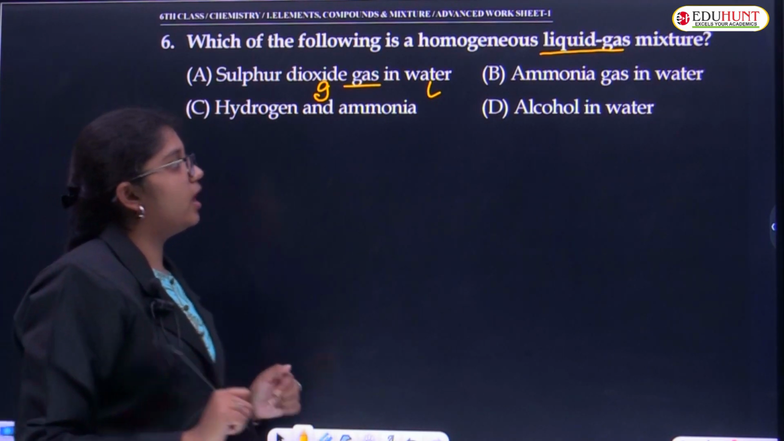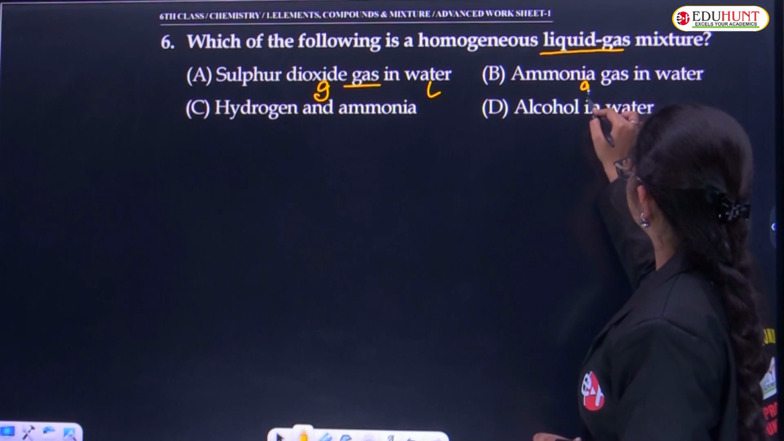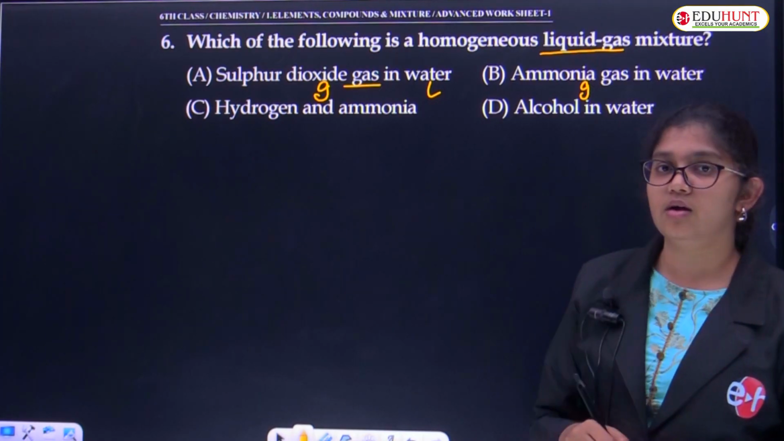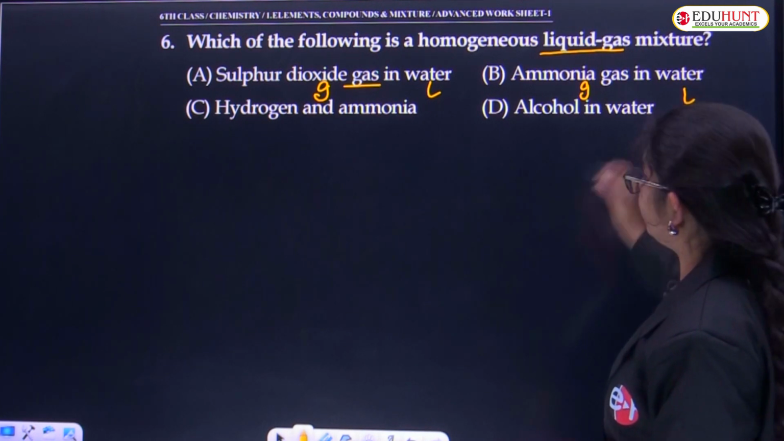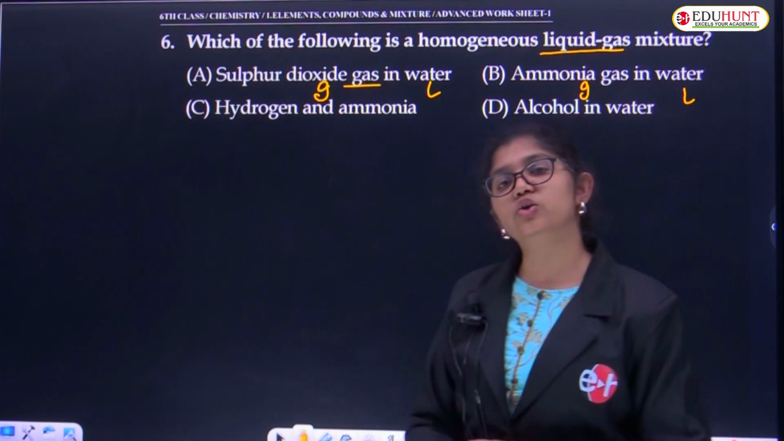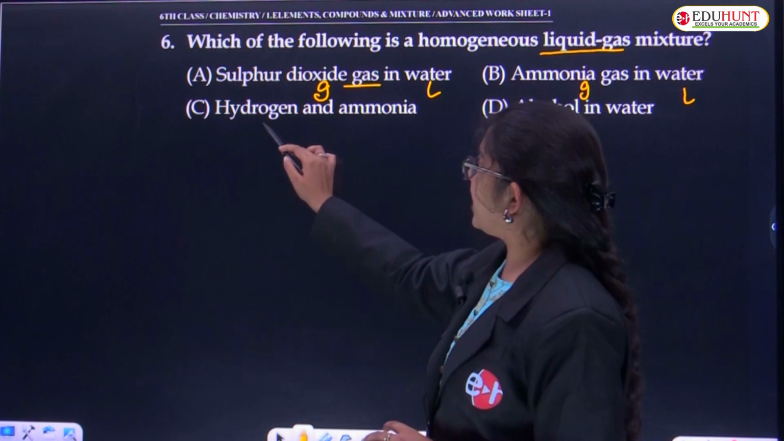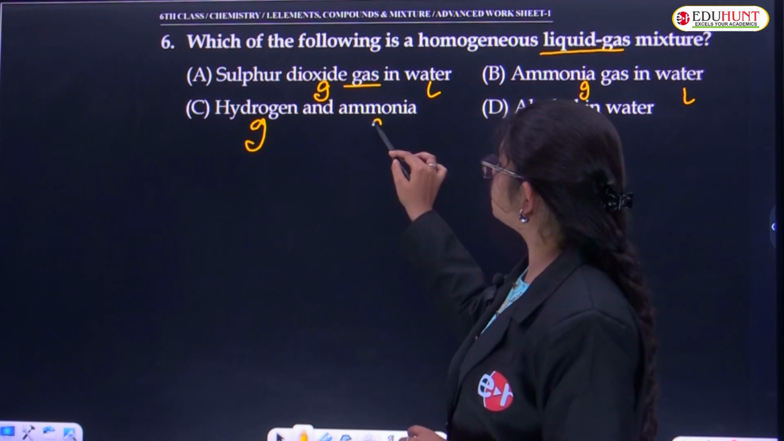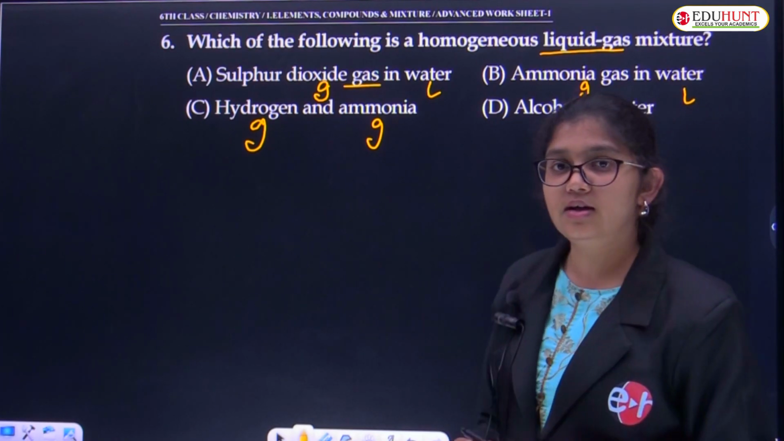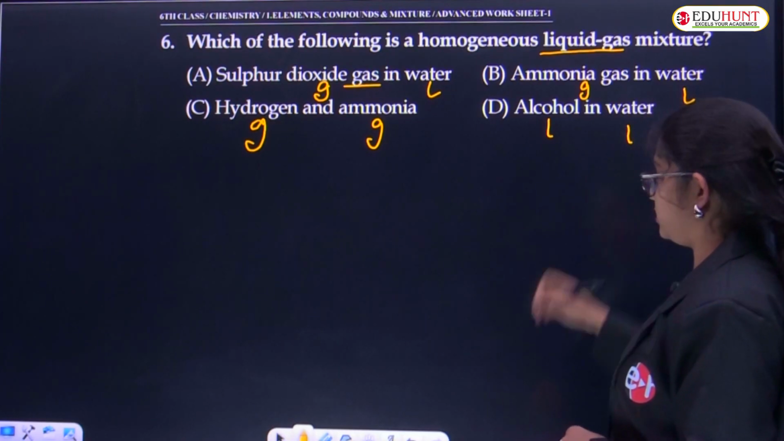Next, option B, ammonia. Ammonia is also gas. Okay, ammonia, G. What about water, children? Water, liquid, very good. Coming with hydrogen. Hydrogen is a gas or liquid? Hydrogen is a gas, very good. Ammonia is gas. Alcohol is a liquid in state. Very good. Water is liquid in state.